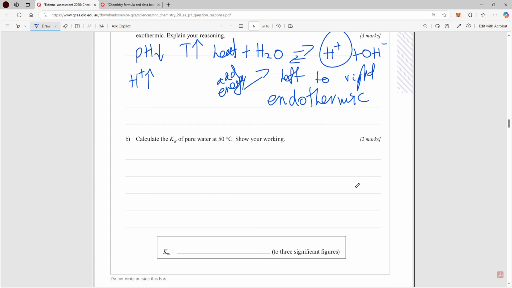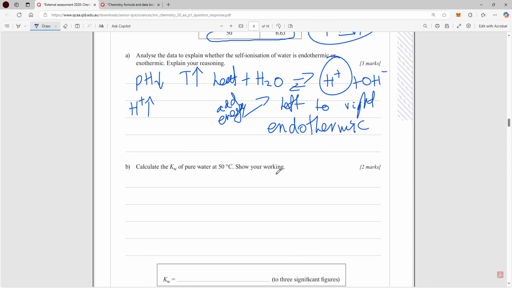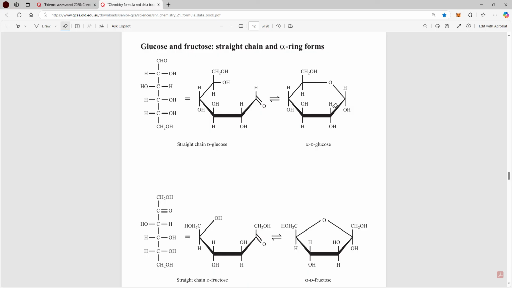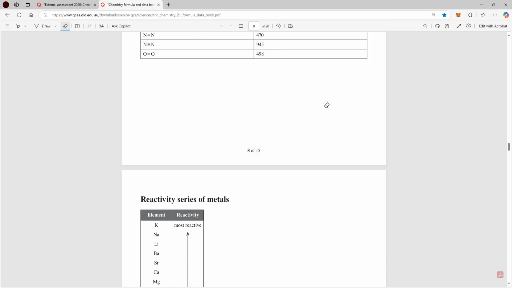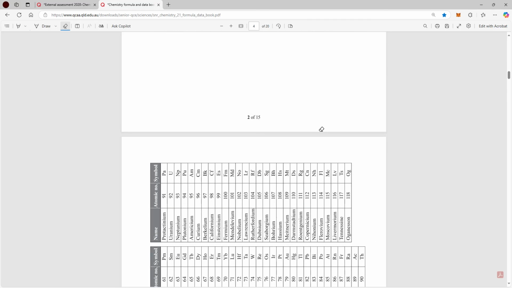Alright. Calculate the Kw of pure water at 50 degrees. Show your working. So you've got to use this information here. Okay? Now we've got to understand Kw. Formulas for Kw. It's like a constant between how many protons and OH there is, I'm pretty sure, but I think they've got a nice formula here for it as well.